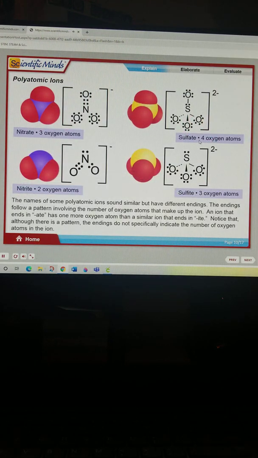The names of some polyatomic ions sound similar but have different endings. The endings follow a pattern involving the number of oxygen atoms that make up the ion. An ion that ends in -ate has 1 more oxygen atom than a similar ion that ends in -ite. Notice that, although there is a pattern, the endings do not specifically indicate the number of oxygen atoms in the ion.